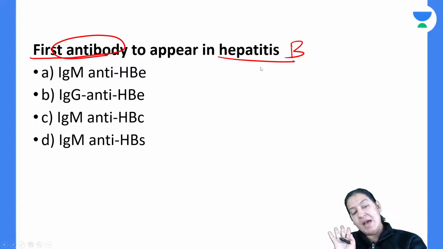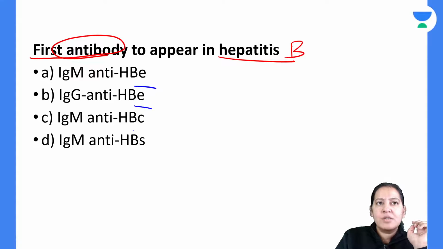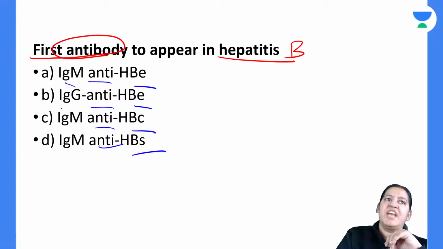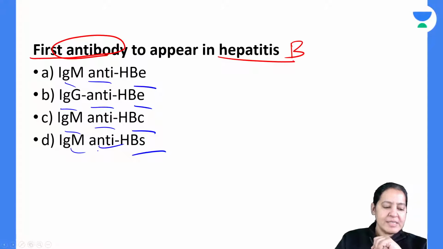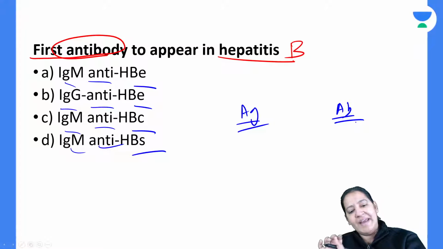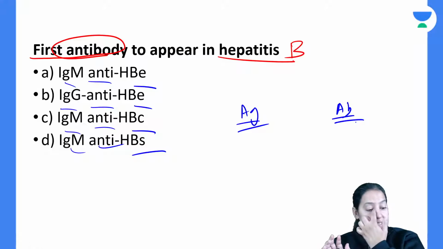First, please see the approach. Decide whether E or C or S. Which antibody will come? All of them are anti, anti, anti, anti. Then decide G and M. So what is the sequence in antibody? What is the sequence in antigen? I told you very clearly. Who will give me the correct answer?